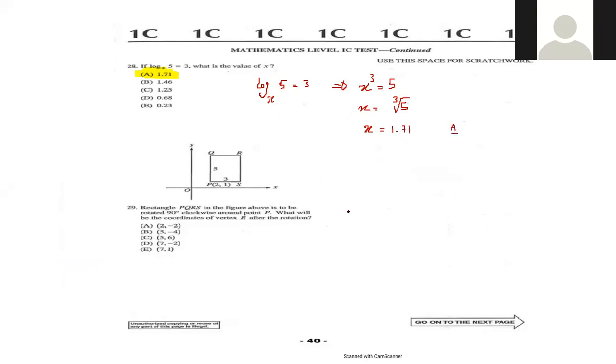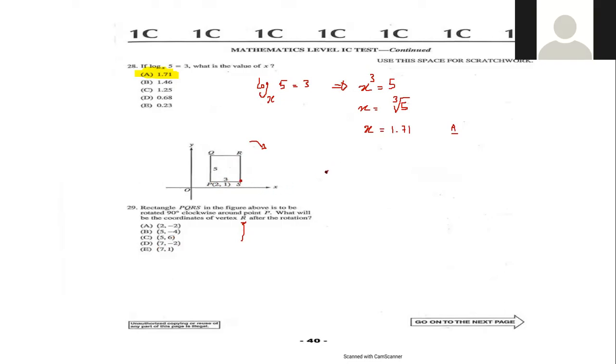Question 29. Rectangle PQRS in the figure is to be rotated 90 degrees clockwise around the point P. What will be the coordinates of vertex R after the rotation? R will take the position of S, which was 5, 1. But there's no answer 5, 1, so R will be somewhere here.